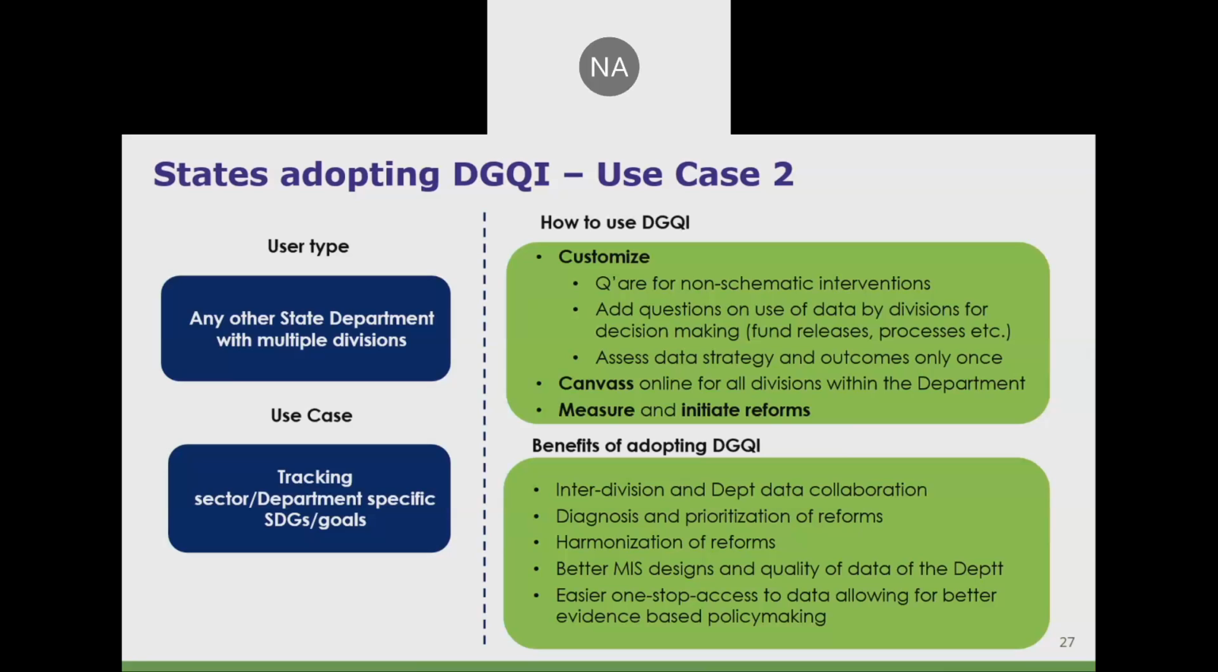Further, data strategy and outcomes assessment should happen only once, since the strategy is formed at the department level in the initial part of the exercise. The Dgqi questionnaire can be customized. Next slide, please.